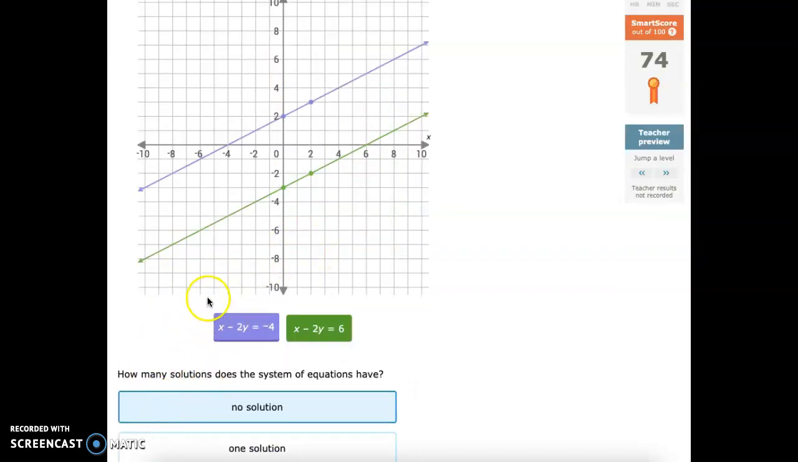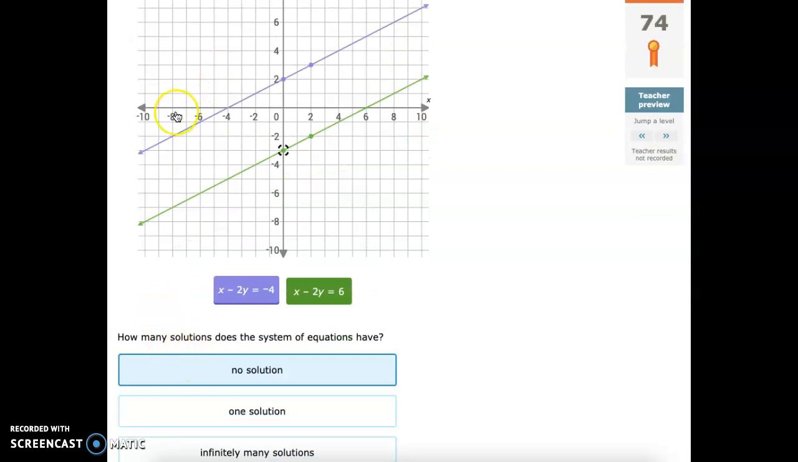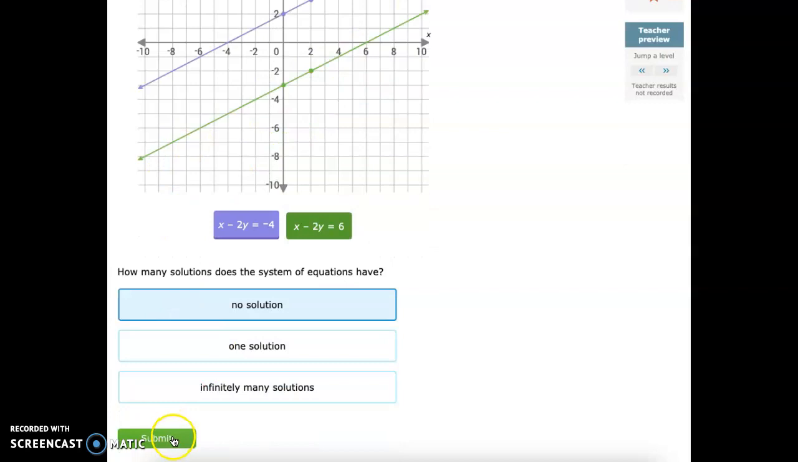Sorry, I don't have a piece of paper that I can show you, but because they do not cross and they have the same slopes, there would be no solution.